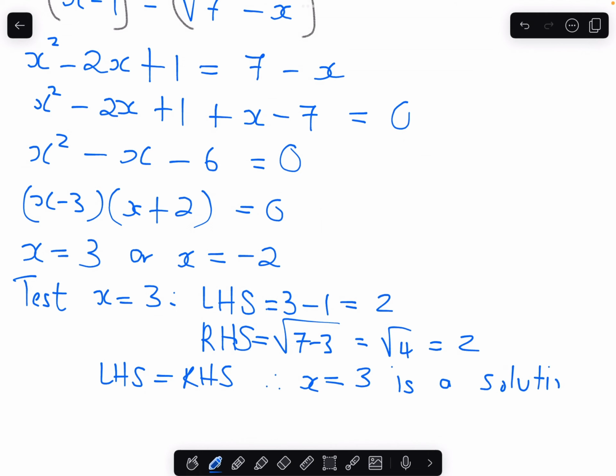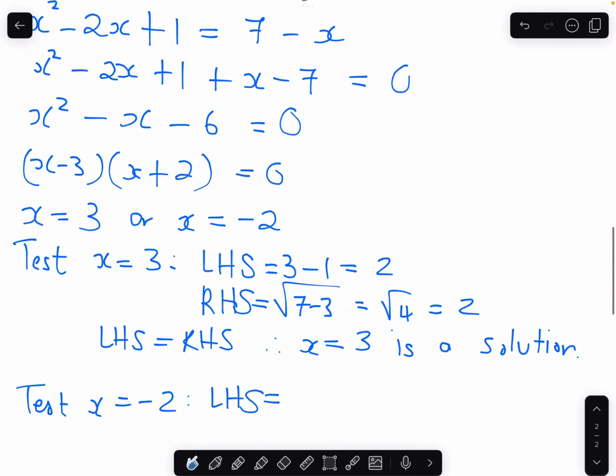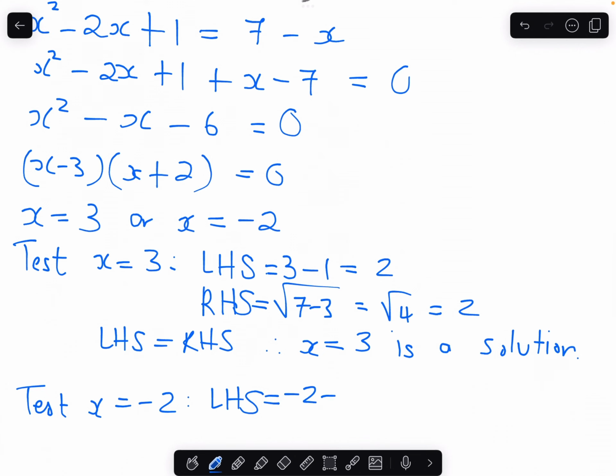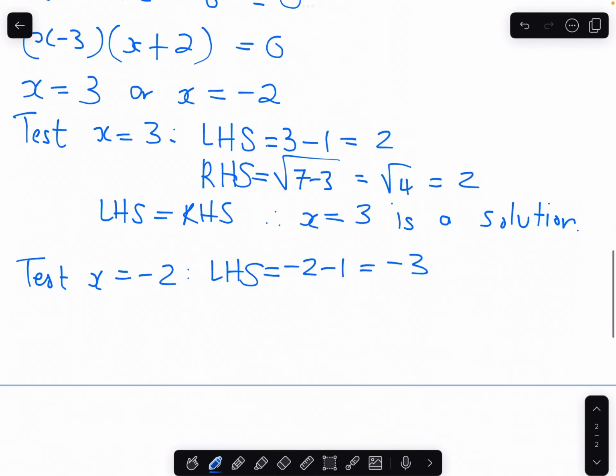Okay, and then the next one we're going to test is negative 2. In this case, the left-hand side is x minus 1, so minus 2 minus 1, which is minus 3, and we can already see that that's not going to work because the square root of this is going to be a positive number, right? That's just the definition of a square root. So we can already see that we have a problem here.